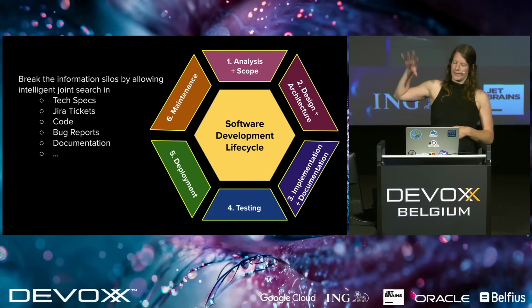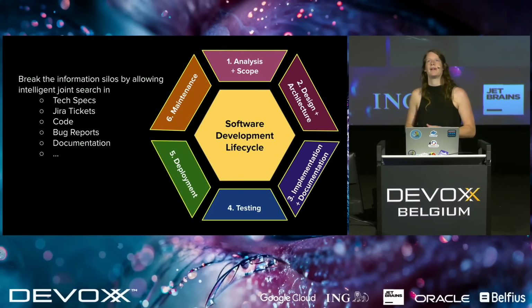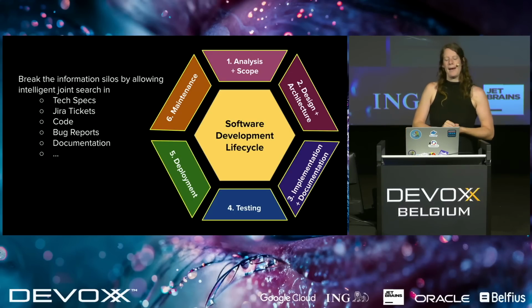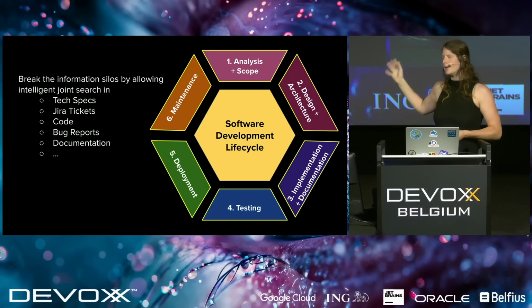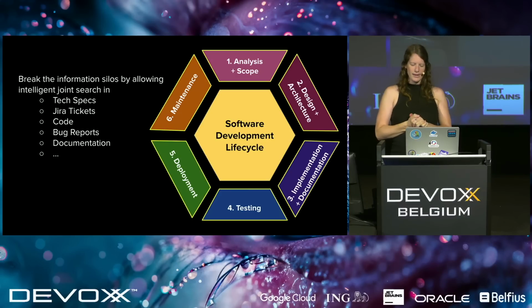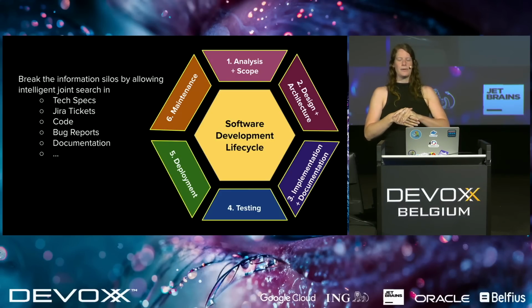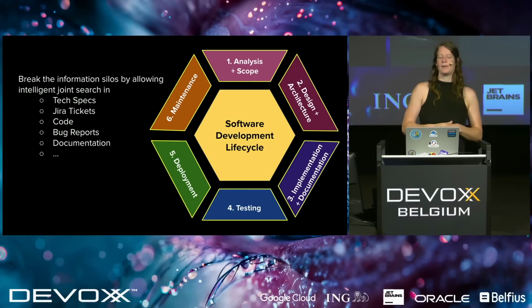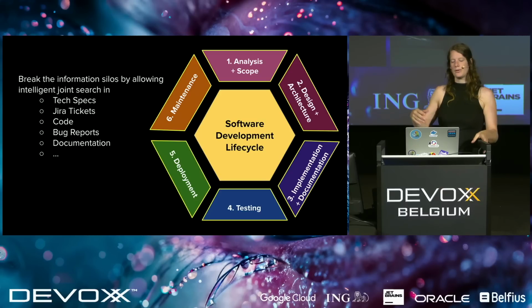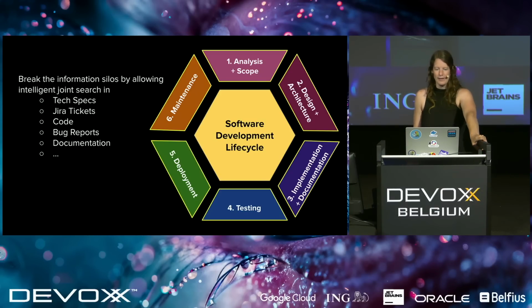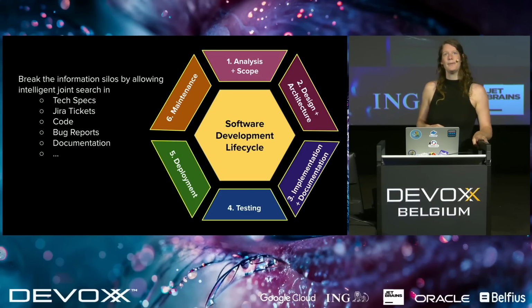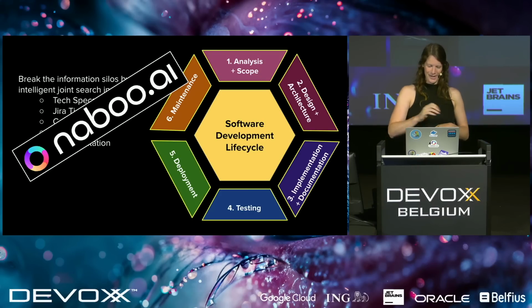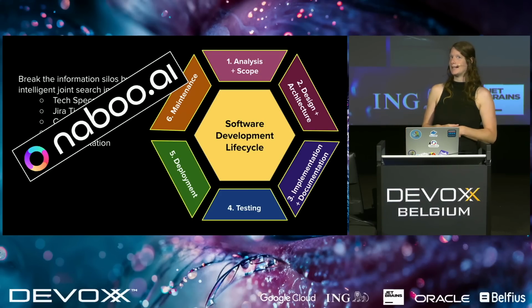Then, when we look at this whole software development lifecycle, this is a slide that dates from June, I think. I presented it in DevOps Poland. I said, hey, we could so well break the information silos by doing a joint search over everything we need all the time: tech specs, Jira, code, bug reports, and so on. And after the talk, somebody came to me, and he works at Nabu.ai, and he said, hey, that is exactly what we are doing.